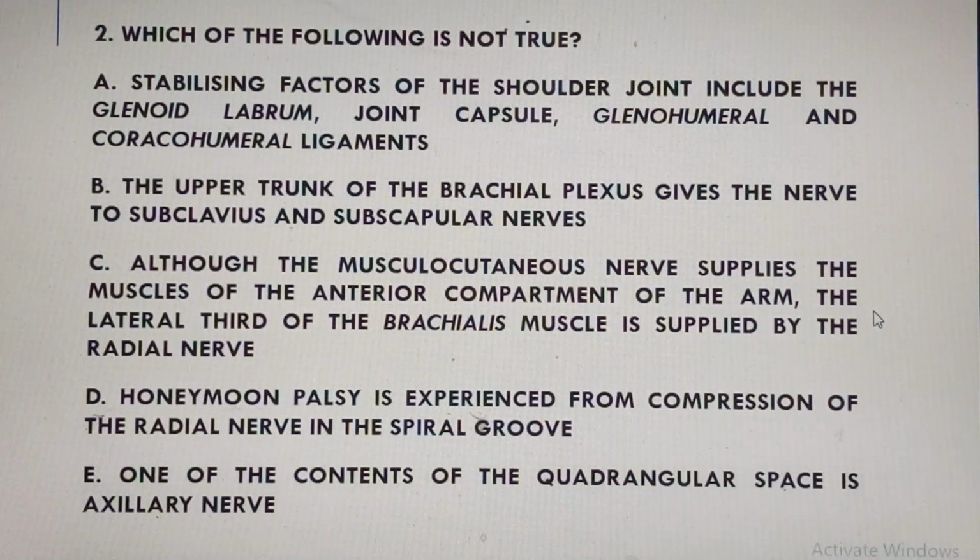We know that the BBC muscles are the muscles of the anterior compartment, namely biceps brachii, coracobrachialis, and of course, brachialis. Those are mainly supplied by the musculocutaneous nerve.